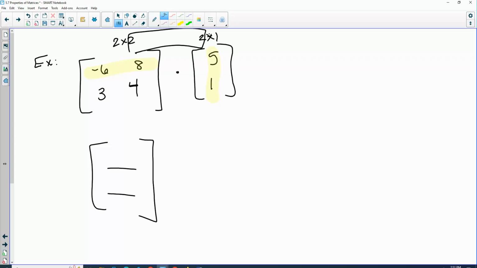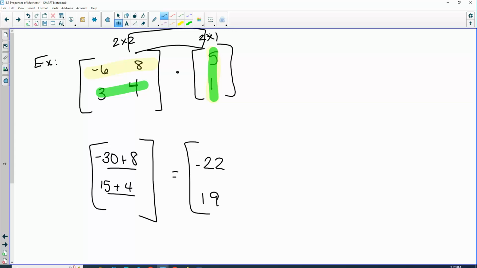So I take my row times my column. So negative 6 times 5, 8 times 1. And then we do the second row times that column. So 3 times 5, 4 times 1, and we get 19.